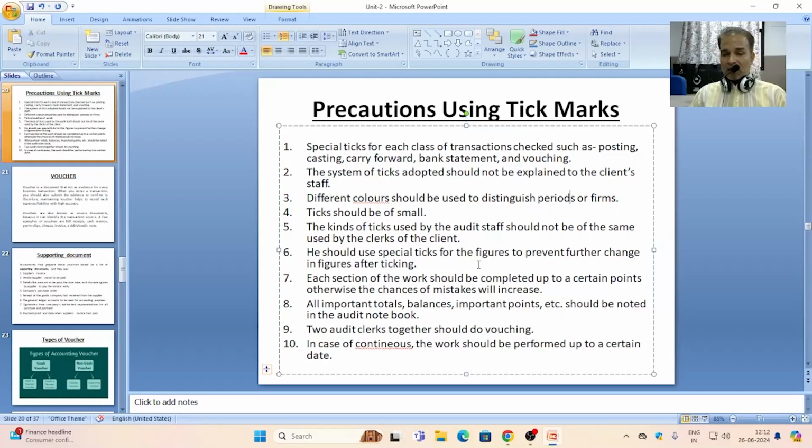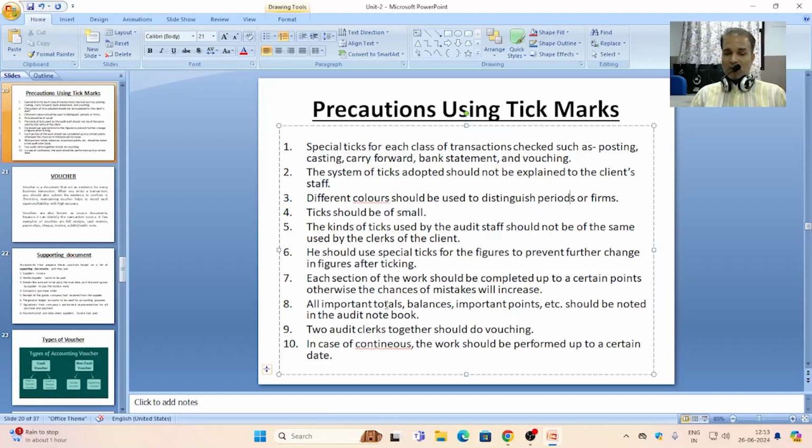At the time of auditing of figures, auditing of numbers, the auditor is advised to use these types of special ticks so that after the audit work, no one can manipulate or modify the figure audited or amount audited or number audited. At the time of audit, it is expected from an auditor that his work should be completed up to a certain point. Otherwise, the chances of mistakes will increase.